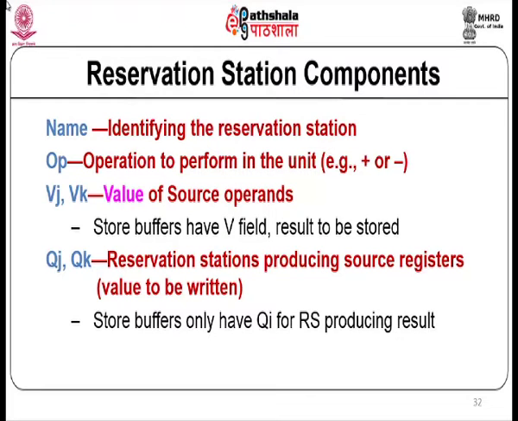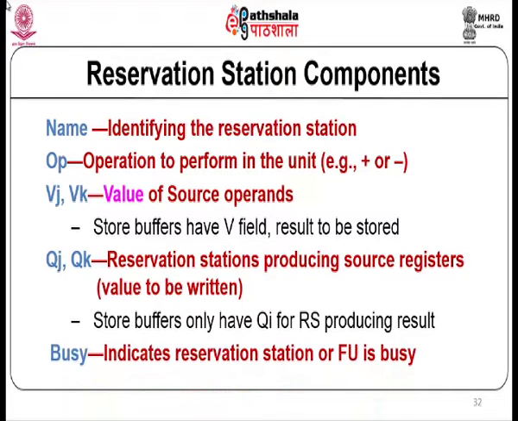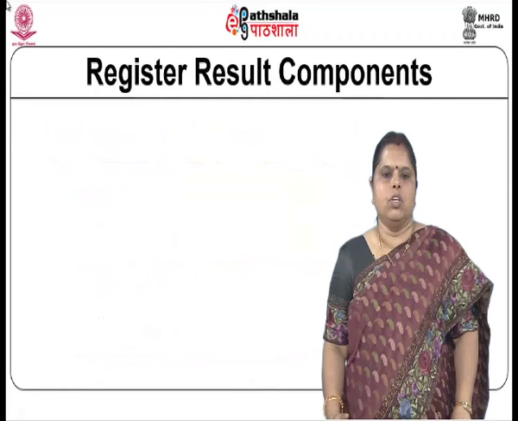Then there are the VJ, VK fields, which are the value fields. If the value of the data is already available, you just store it in the VJ, VK fields. If the values are not available, then the QJ, QK fields will tell you which reservation stations are going to produce the operands for you. So, it is either the VJ, VK fields that get filled up or the QJ, QK fields that get filled up, but an instruction goes into execution only when the VJ, VK fields get filled up. And also a busy status indicating whether the reservation station is busy or not.